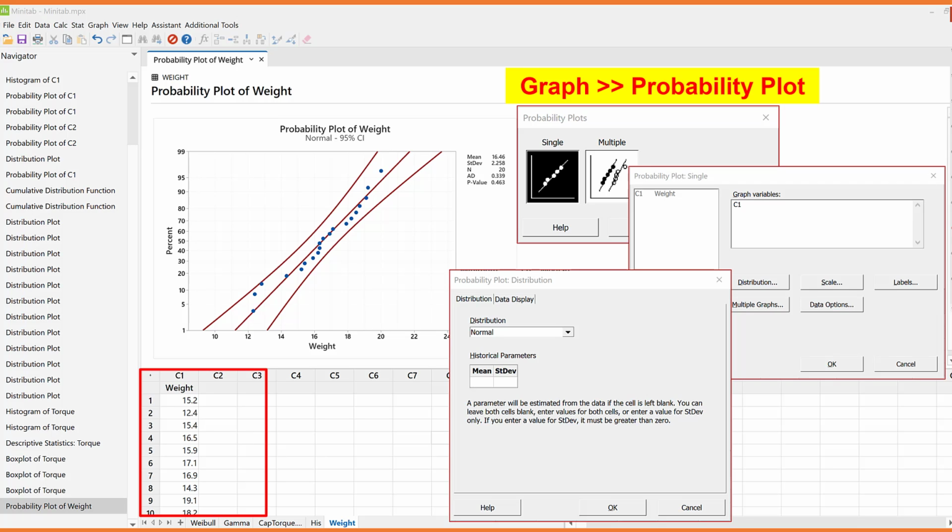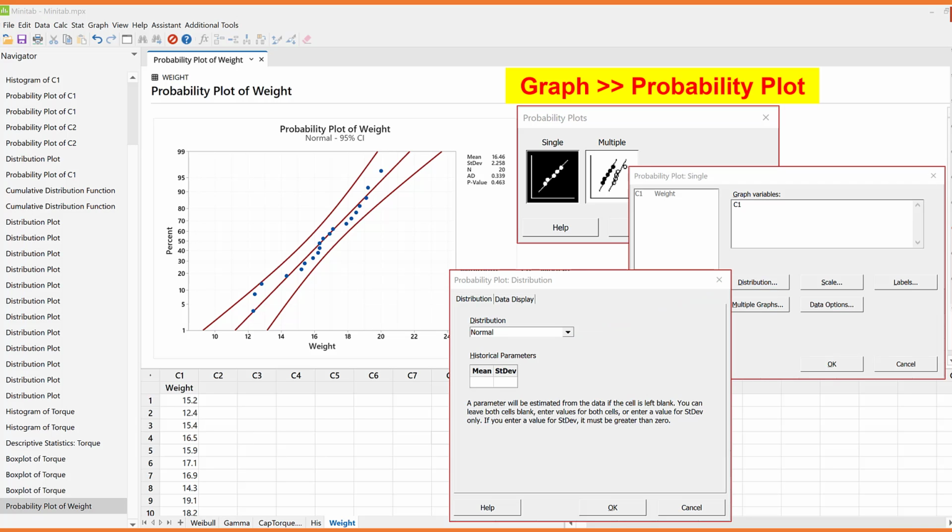Here is the data. As part of the initial investigation, we create a probability plot to check for normality and to evaluate the distribution. The data points are relatively close to fitted normal distribution line. To do this, go to Graph and then select Probability Plot. Then select Single. In the Graph variable, select Weight or column C1. Select Distribution and then select Normal and hit OK.